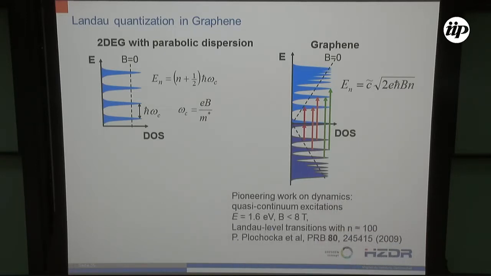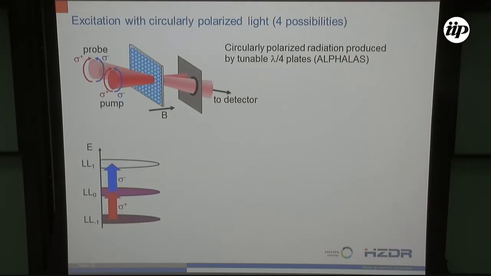Landau quantized graphene has been studied for a long time. Basic transport experiments started initially after the finding of graphene, and a lot of static spectroscopy has been done, but dynamics was basically unexplored. There was one pioneering experiment by Paulina Plochocka in magnetic fields of 8 Tesla, but this was excitation basically in the quasi-continuum of states with an index of like 100. We, in contrast, want to focus on these lowest levels, on the individual levels -1, 0, and 1. And for this, we do pump probe spectroscopy with circularly polarized radiation in all four combinations of pumping and probing with sigma plus and sigma minus radiation. So the sigma plus will pump this transition, the sigma minus this.